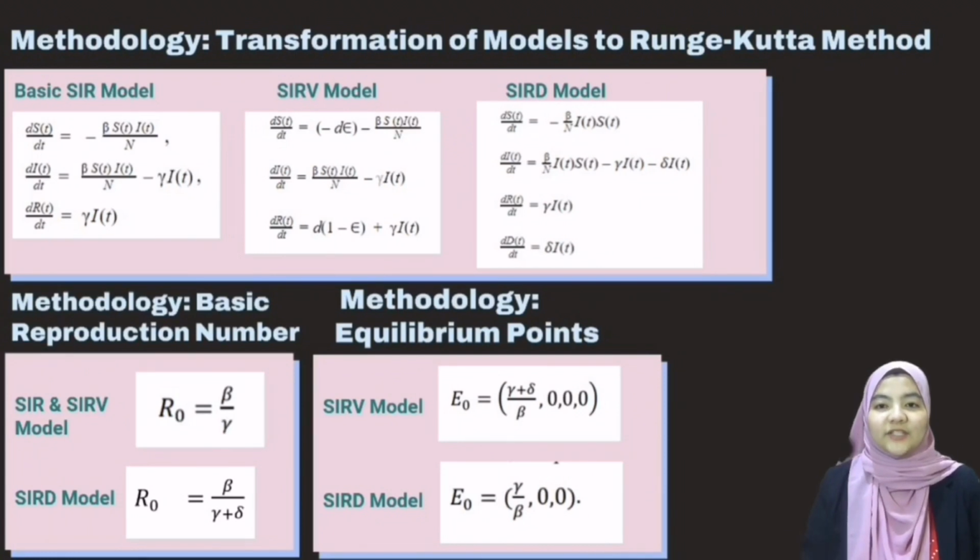Shown are the nonlinear differential equations of each model that will be transformed to Runge Kutta to fit the models with the actual data, and the numerical equation will be solved by MATLAB. Third step is finding the equilibrium points for the modified SIR compartment models, SIRD and SIRV model. Lastly, in finding the basic reproduction number, R-naught is computed to analyze the behavior of models based on different values of R-naught.